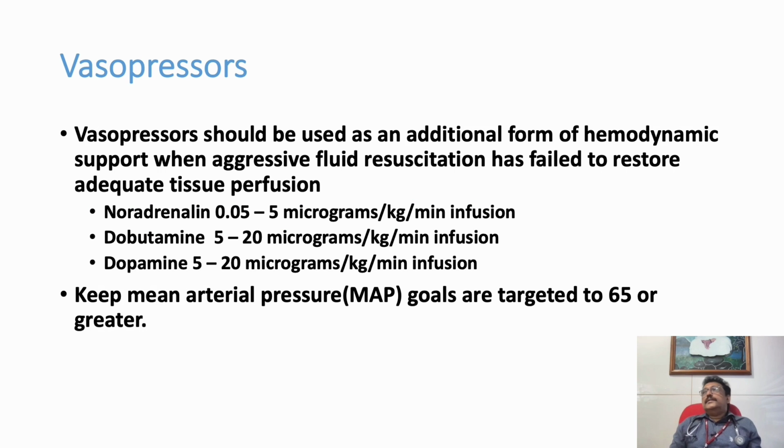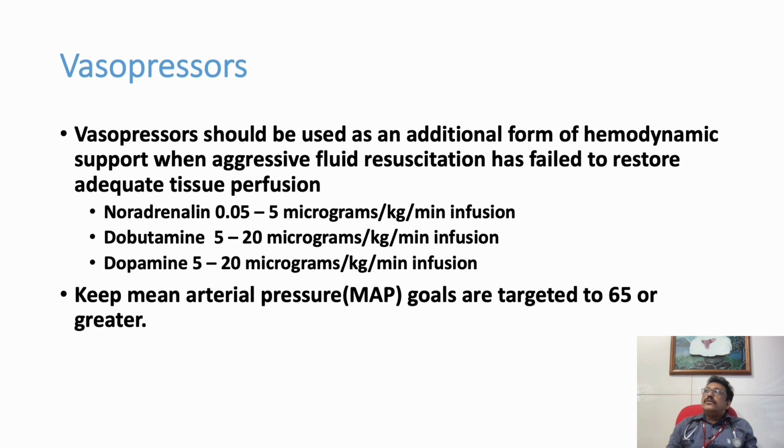Now once the patient is given fluids, you can try vasopressors. In that, the most important vasopressor is noradrenaline. 0.05 to 5 microgram per kg per minute infusion can be started. If the patient improves with noradrenaline and if the patient is having cardiac failure, you can add dobutamine to the regime. Otherwise, if the patient is improving with noradrenaline alone, that alone is enough.